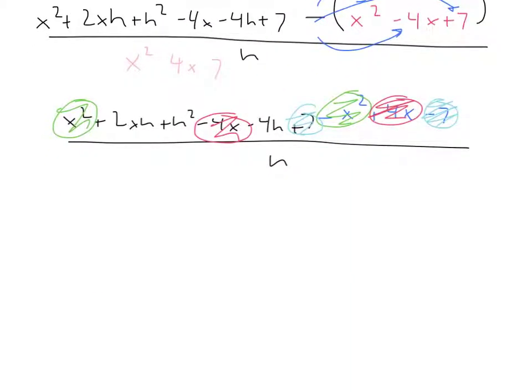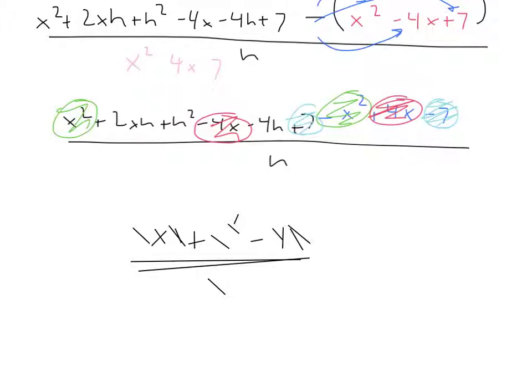Alright, so what's left over? I've got 2xh, I've got h squared, and I've got minus 4h, and I'm dividing by h. Now what do I do? You take away an h from everything. So that loses an h, that loses an h, and this one, how many h's are there? 2. So I'm going to get rid of the 2 and leave just 1, and all of this is gone.